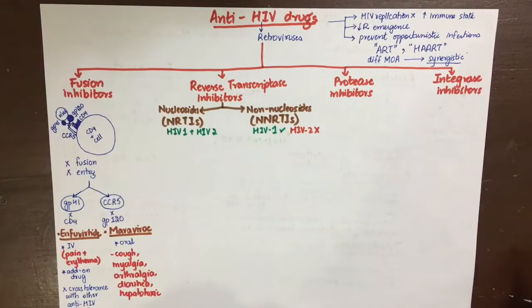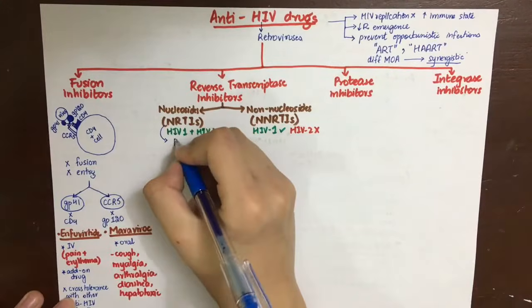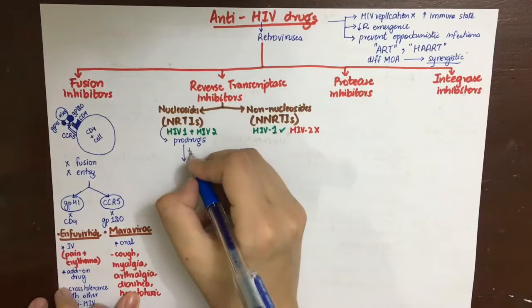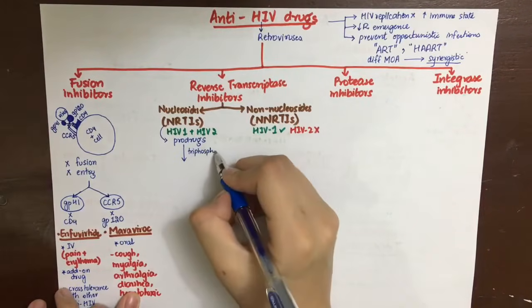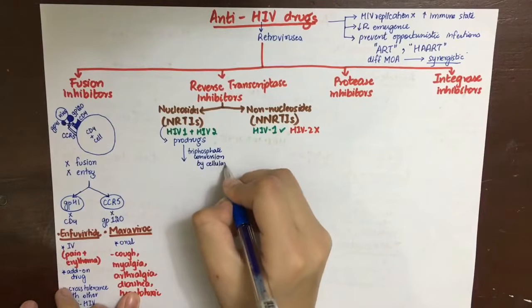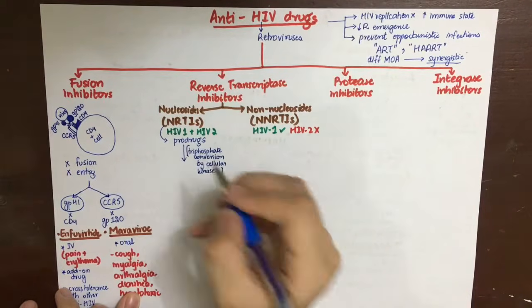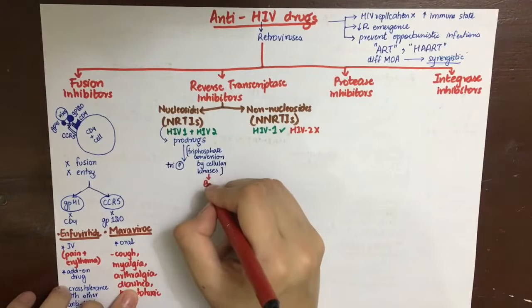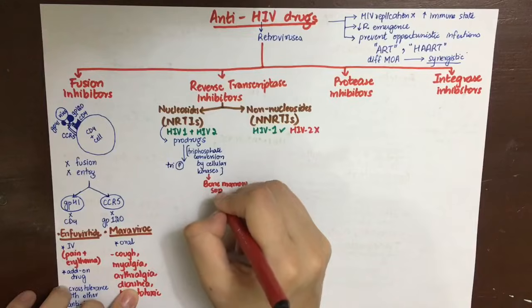As we said, they are nucleosides in nature, that means they are prodrugs, and they need to be converted into triphosphates by cellular kinases, and thus do have the potential of bone marrow suppression. Because these kinases are present in every cell, the rapidly dividing cells, for example the myeloid cells of the bone marrow, will be affected by these drugs.